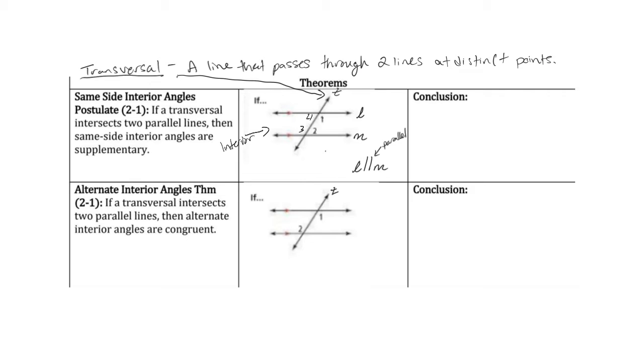Now, this says same side, right? So if you think of same side, you're going to think of on the same side of that transversal. So same side of the transversal would be angle 1 and 2, right? They're both on the right side. So they are same side and interior, and they are supplementary angles because they are same side interior. Supplementary angles mean the two measures added together equal 180 degrees.